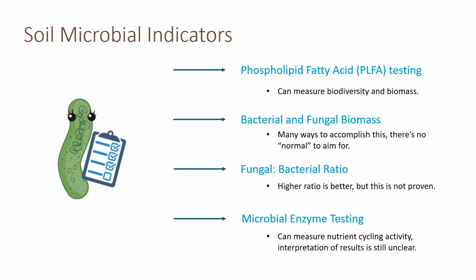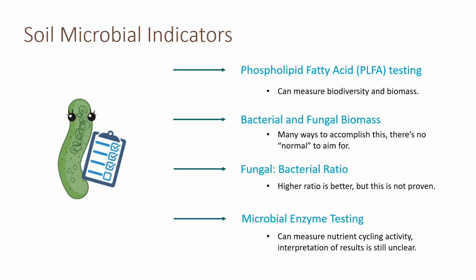Specific biomass of bacteria and fungi can also be measured in many different ways, not just through PLFA testing. But the same problem arises. With no benchmark, this information is interesting, not all that helpful. One interpretation of these tests is to look at the fungal bacterial ratio. It's thought that having more fungi in your community, so a higher ratio, results in more effective nutrient cycling because fungi typically interact more with the plants. But this idea has not fully been proven.